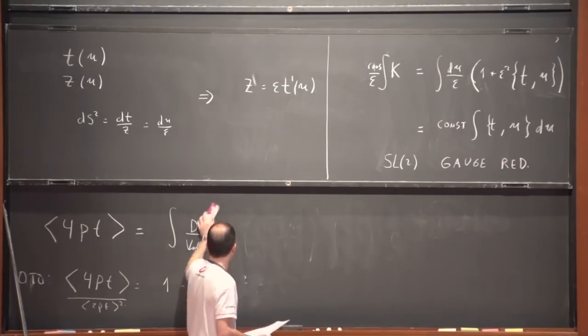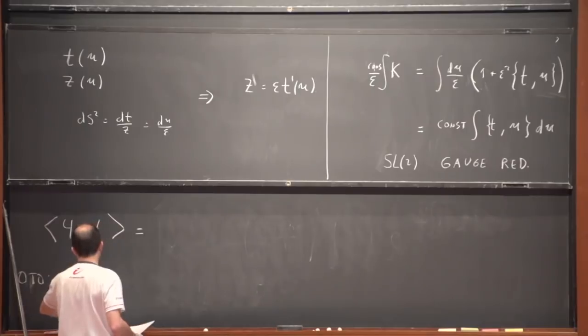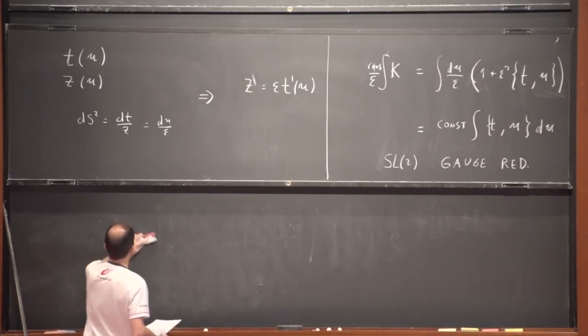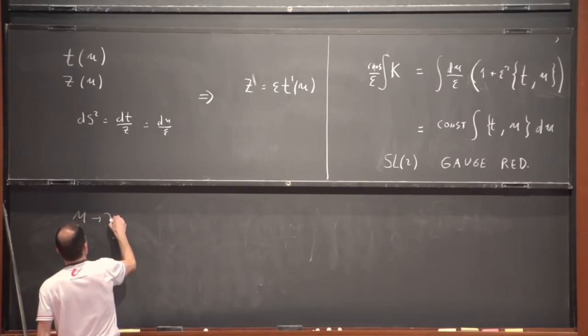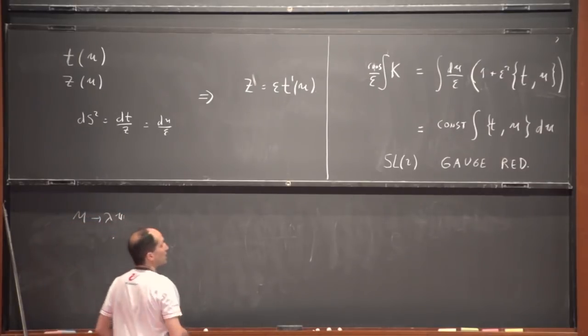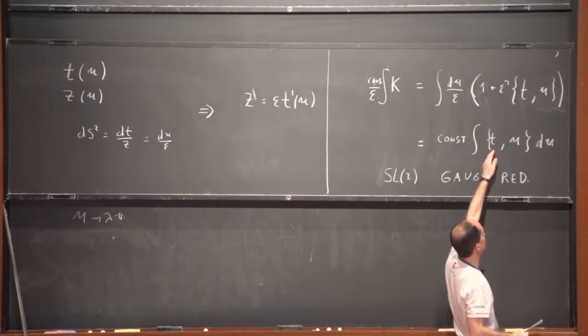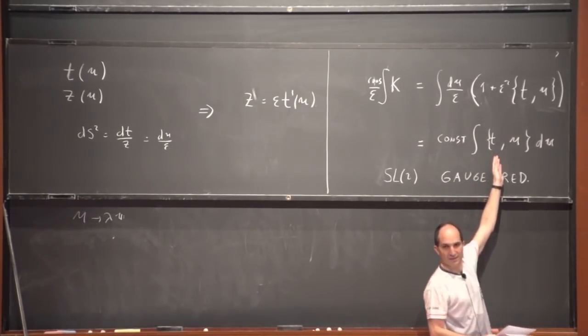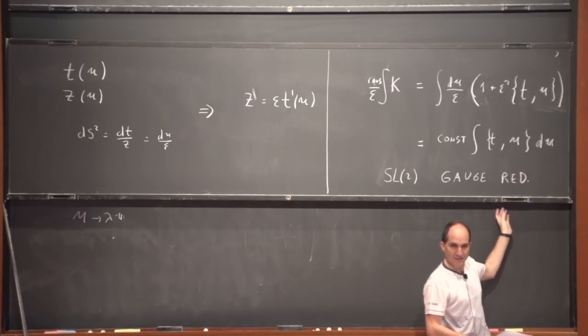Another point is that this action is not invariant under rescalings of u. So if you change, let's say, u to lambda u, then this action contains ratios of derivatives of u, which has a net number of 2 derivatives of u, and is not invariant under rescalings of u, right?